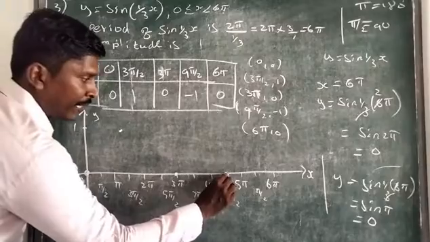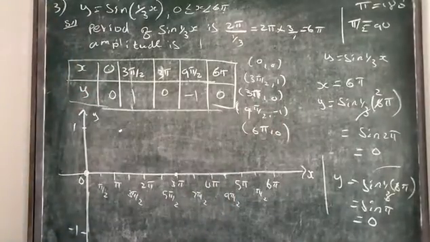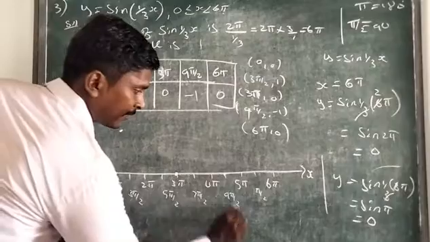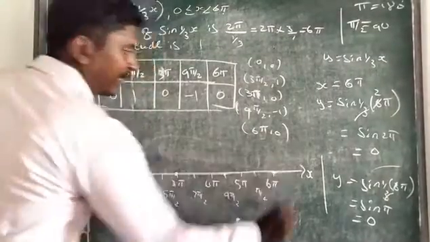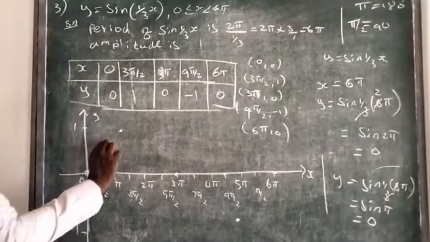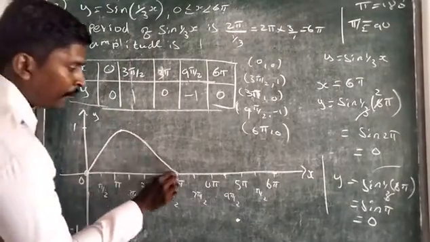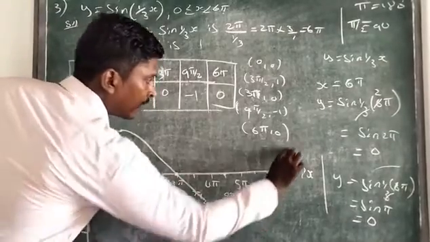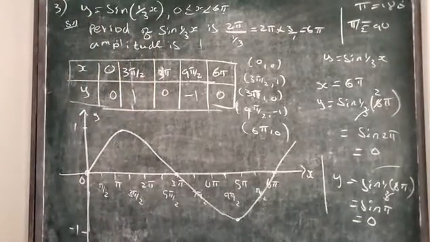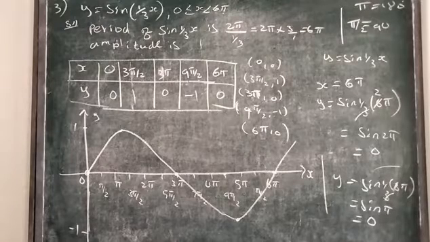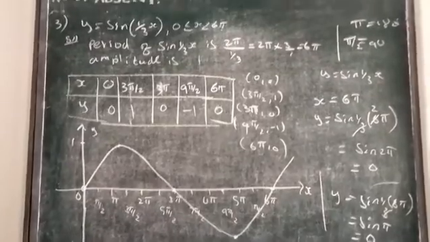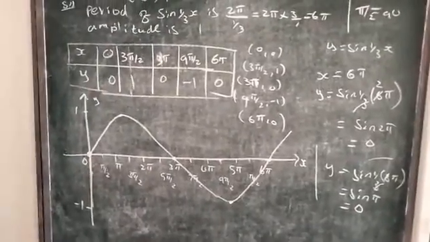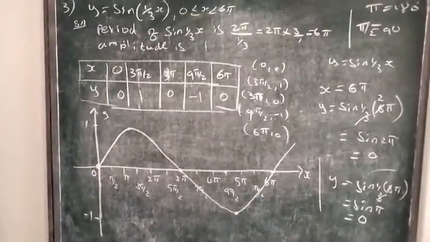Next we have 9π/2. It is the 9π/2 point, and the y term is minus 1. Mark it here at minus 1. Then again 6π is 0. Just join all the points. We get the diagram of sin(1/3 x). It goes like that. So it is simple to draw the diagram. This is the way to draw the diagram of y equal to sin(1/3 x).